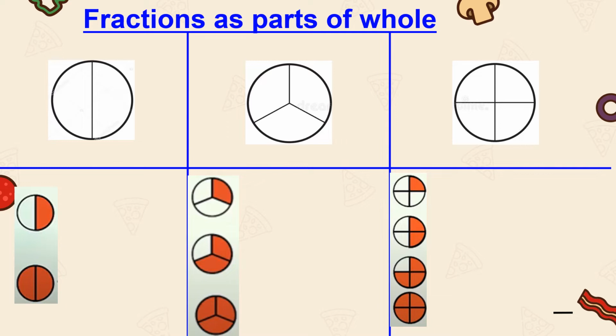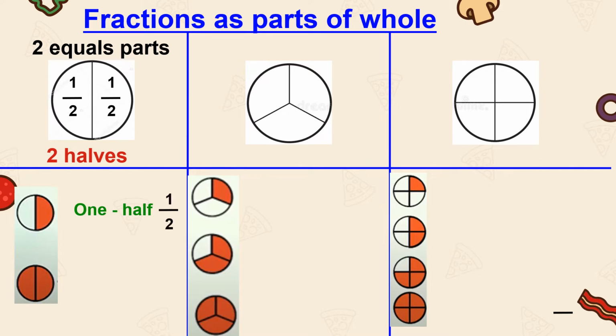Fractions as a part of a whole. When we have a circle and we divide it into two equal parts, each part will be half and half. So the circle has two halves. In the first circle here, the fraction is 1 half, or we can say 1 over 2. The fraction here will be, the total parts are 2, the colored parts are 2. So the fraction is 2 over 2, or 2 halves.